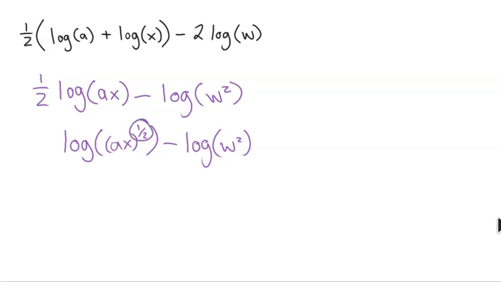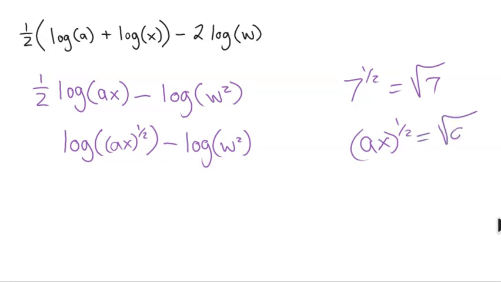Now what is a 1/2 power? I want to remind you that a 1/2 power means a square root. So, like, 7 to the 1/2 power is the same thing as the square root of 7. So ax to the 1/2 power means the square root of ax. So we're now going to have log of the square root of ax minus log of w squared.